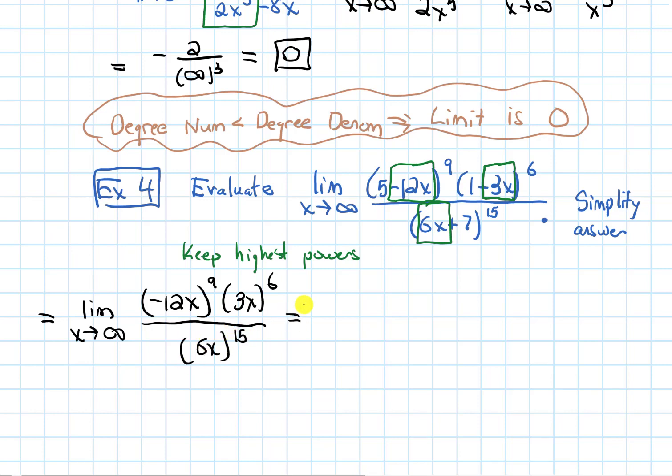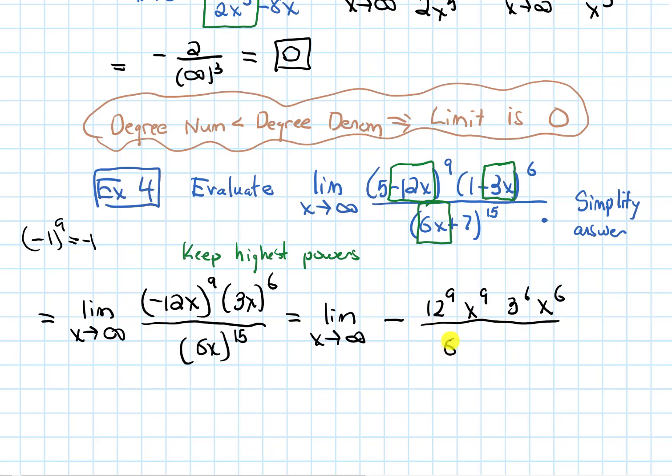So now let's use some exponent properties. This is the limit as x goes to infinity. When I have a negative number being raised to the 9th power, I'm going to get negative 1 to the 9, which is going to be negative 1. So let me just stick a negative in front of this whole thing. And then I'm going to get 12 to the 9 times x to the 9. And if I use that same exponent property on 3x to the 6, we get 3 to the 6 times x to the 6. On the denominator, we are going to get 6 to the 15 x to the 15.